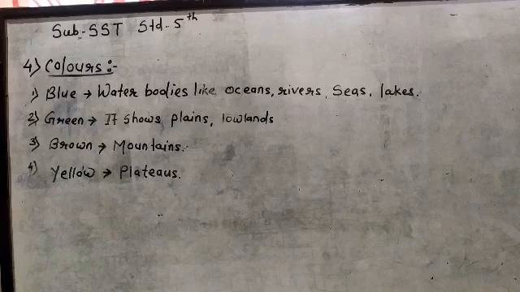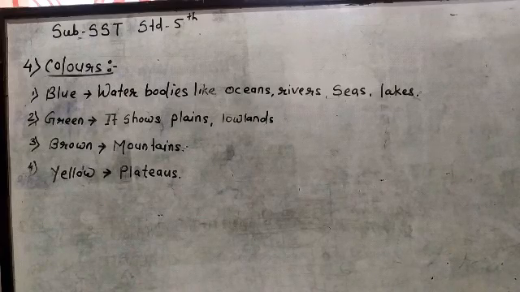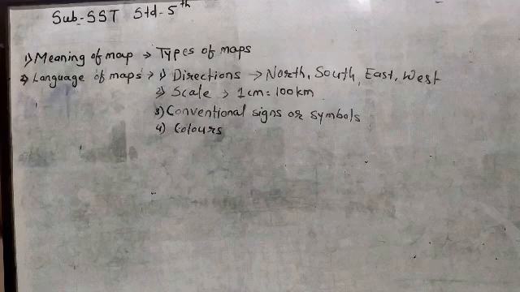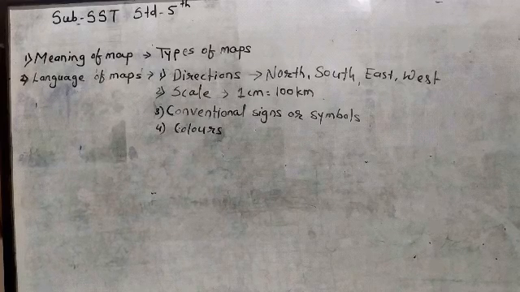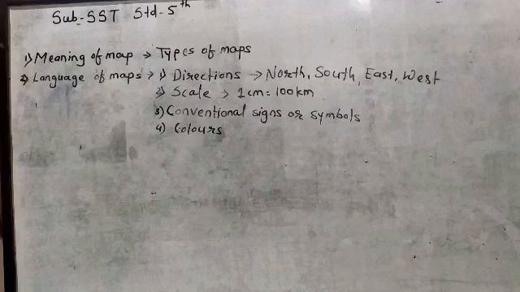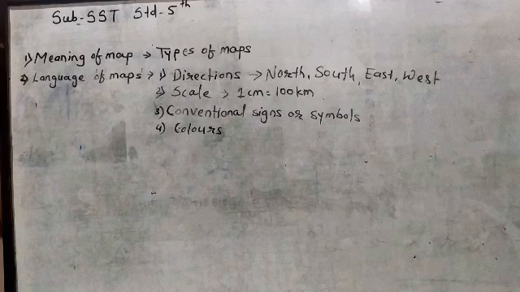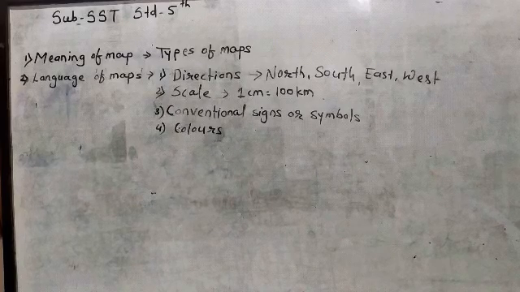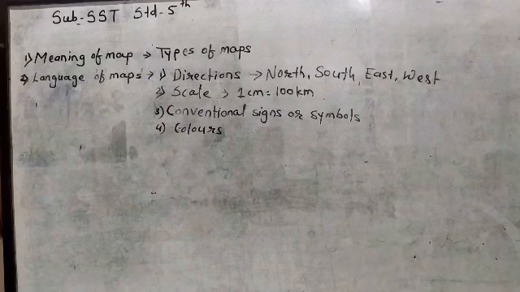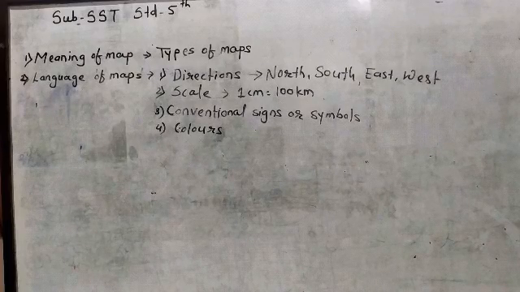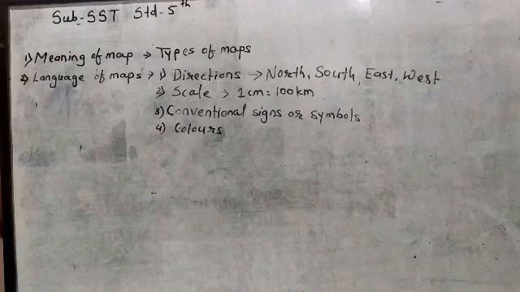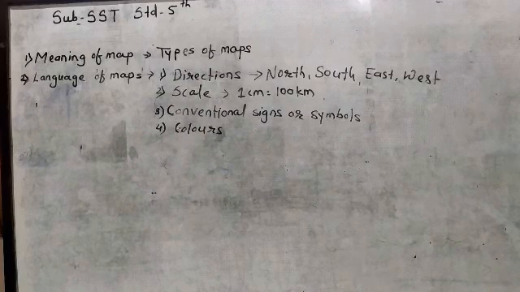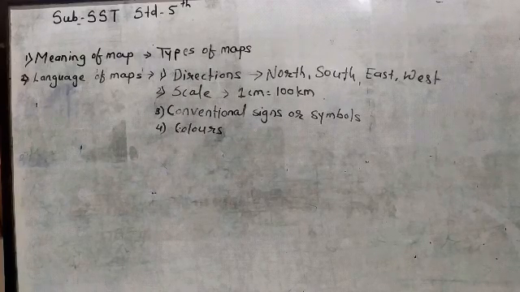So in this way, we have completed our second lesson. And in this lesson, first of all, we have seen meaning of map. So now can you tell me what is the meaning of a map? A map is a drawing of the earth's surface or a part of it on a flat surface according to a scale. This is known as map. Then we have seen types of map. There are three types of maps given in our book: physical map, political map and thematic map. These three types of maps we have seen.